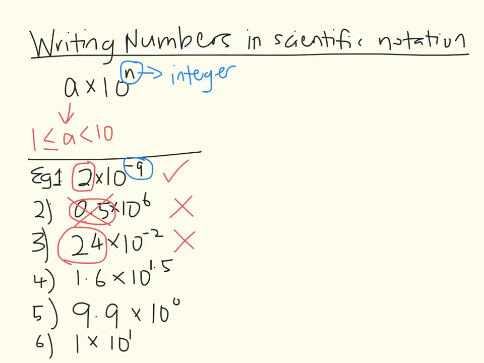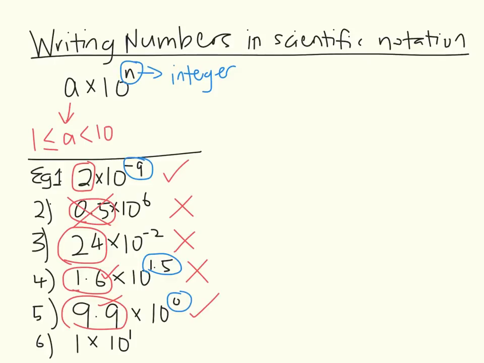Number 4, 1.6 times 10 to the power of 1.5. Let's look at 1.6. Yes, it's greater than or equal to 1 and less than 10. The power, however, is not an integer, so this number is not in scientific notation. Another example, number 5, 9.9 times 10 to the power of 0. So 9.9, is it greater than or equal to 1 and less than 10? Yes, it is. The power of 0, is this an integer? Yes, it is. So this is in scientific notation.